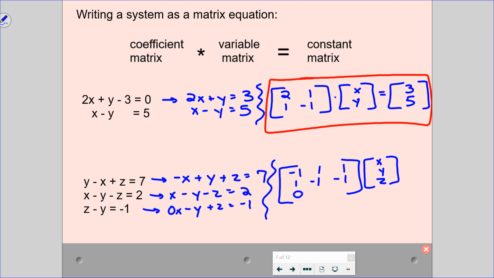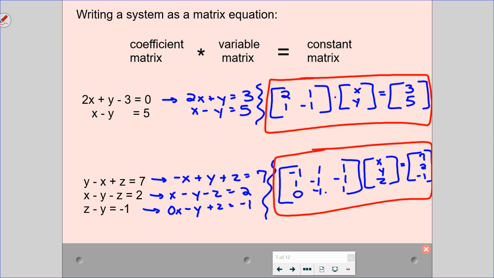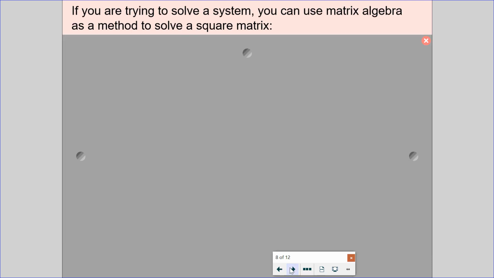And you have that 0, negative 1, and 1. And after the equal sign now, we have our 7, our 2, and our negative 1. So we have now identified what the matrix equations would be for both a 2 by 2 and a 3 by 3, which is going to lead us into the next step where we can actually use our calculators. Here's going to be some awesome part.